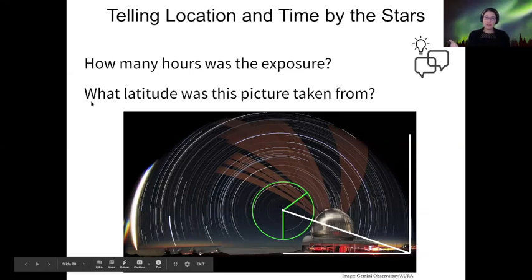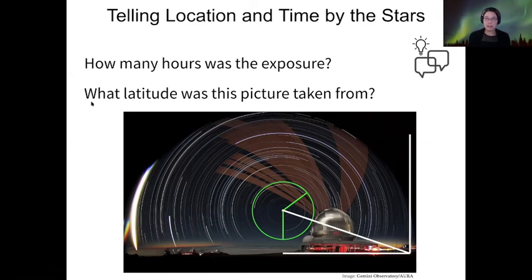Okay, so this idea of telling your location and time by the stars is nothing new, and ancient people knew about this, right? The Polynesians, for example, used stellar navigation. I think they're the earliest known example of humans using stellar navigation at sea.